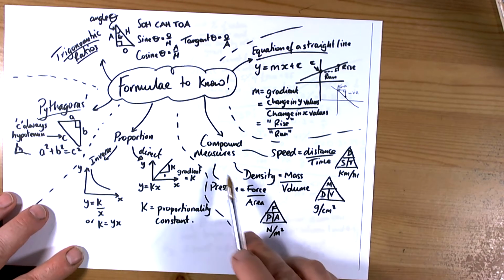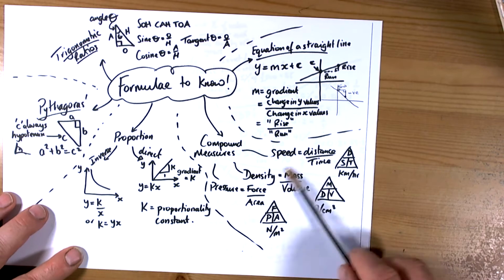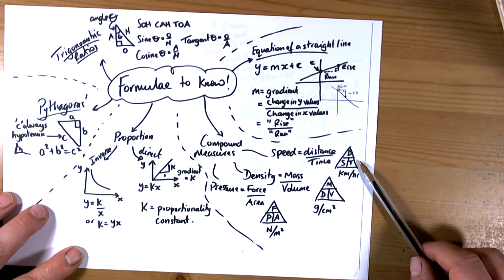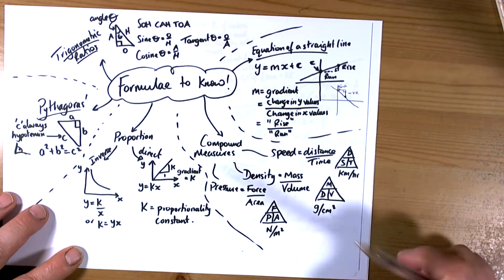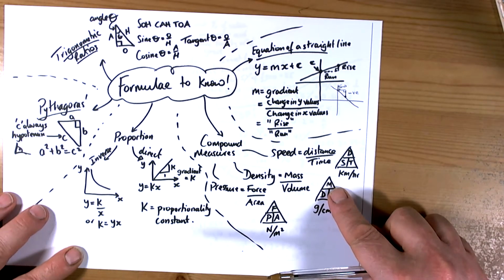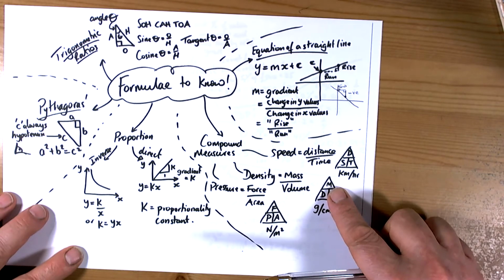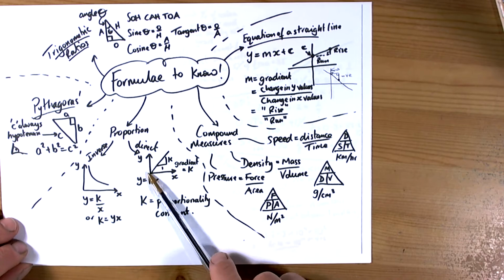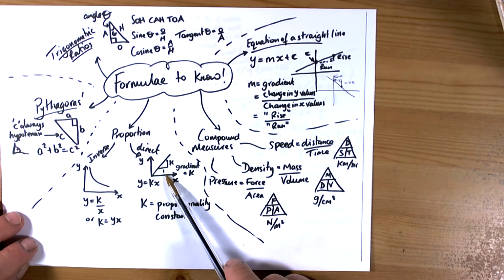The compound measure formulas, again, make sure you remember these. You could use the triangles to help you decide which one can be found by covering up. So if I want the volume in the density formula, then I'd have to do the mass divided by the density and so forth. Proportionality, being introduced in a heavy way to the foundation tier this year.